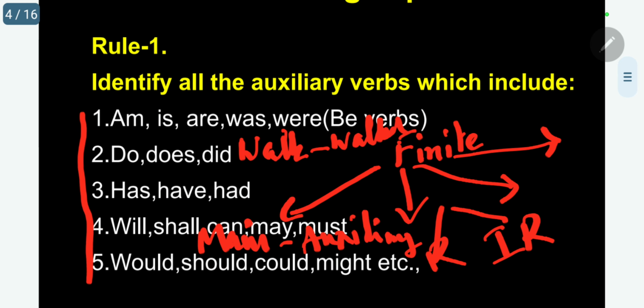Please follow, adding -ed, so it is regular. Irregular means the past tense will be different from adding -d or -ed. For example, we have seen already, you take go, present tense; past tense, went; past participle, gone. So this is an irregular verb. If you go into detail in my video, I can further classify irregular verbs into three types.